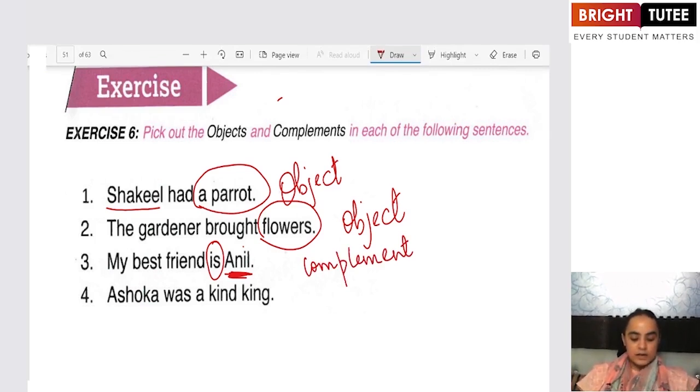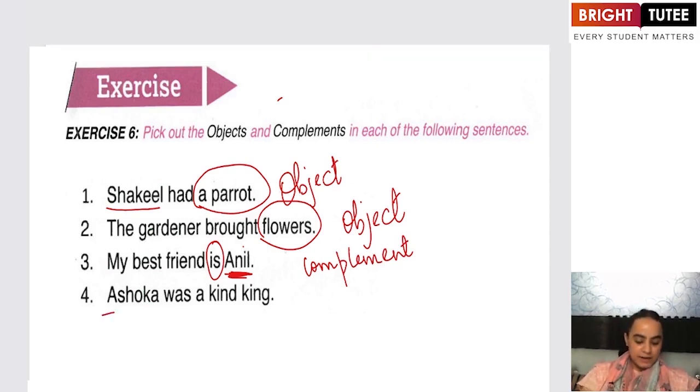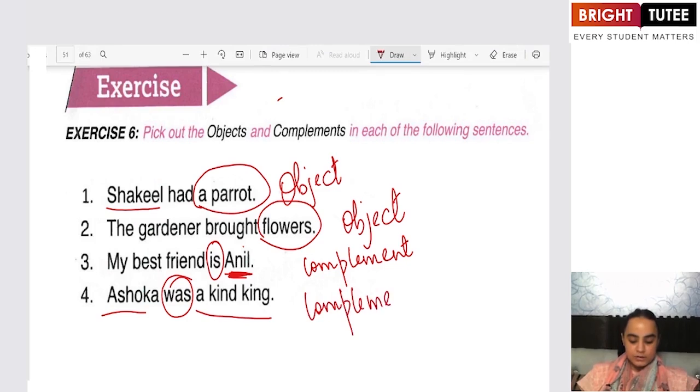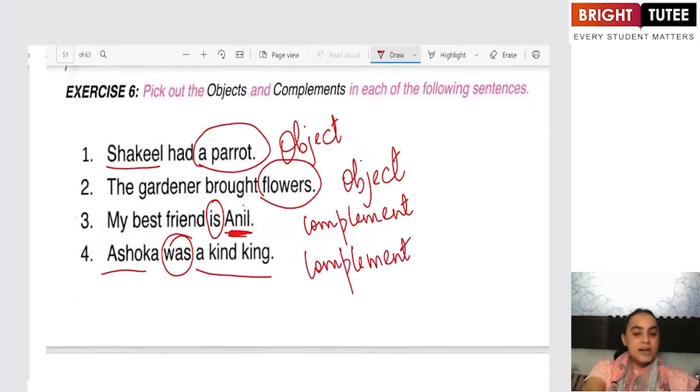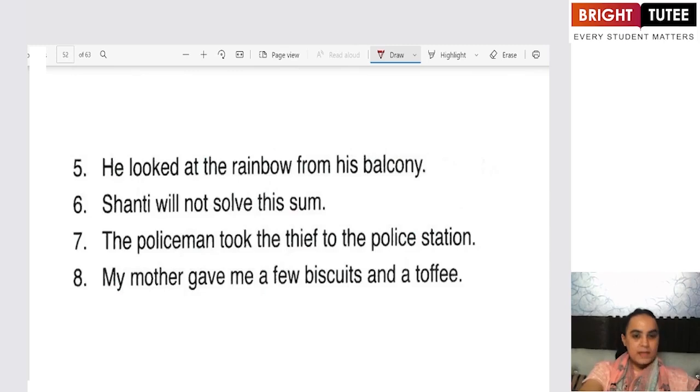Ashoka was a kind king. What is my subject? Ashoka. What is my verb? Was. Right? What is the quality that I get to know about Ashoka from this sentence? That he was a kind king. Right? So this is my complement because it is telling me the quality of my subject, that is Ashoka.